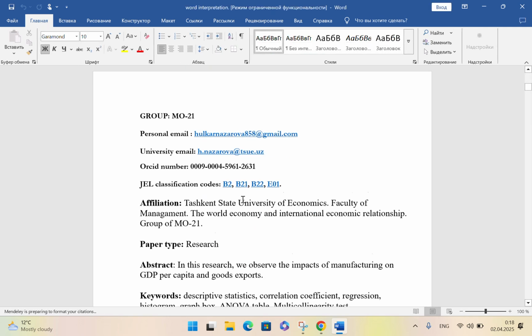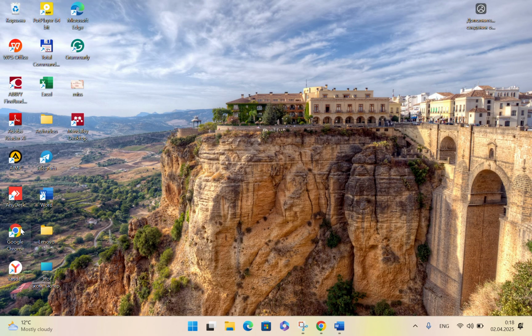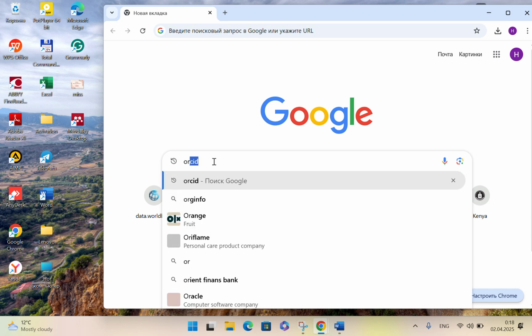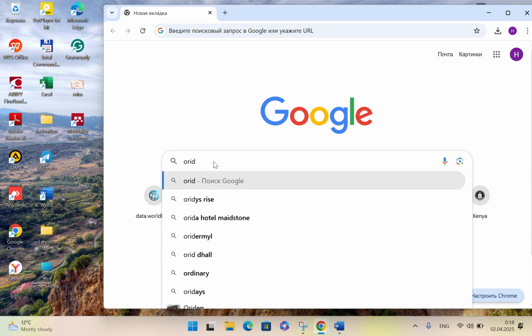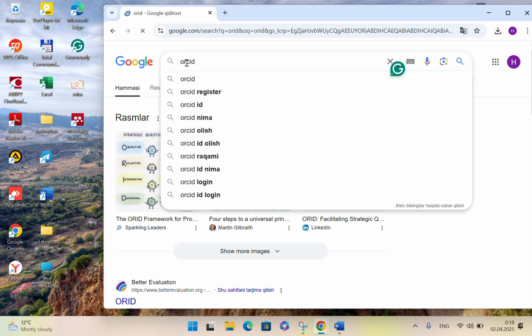Here you can see my personal email and my university email. And for the Orcid number, you just need to register for it. You just need to open an account, like register. Oh, sorry, not Orcid. Yeah.